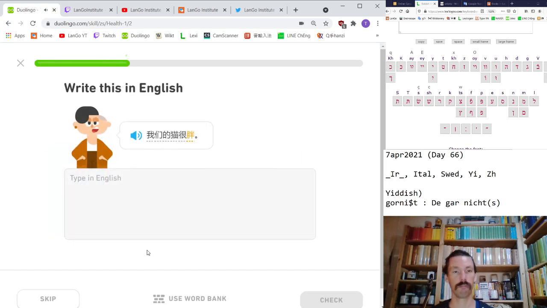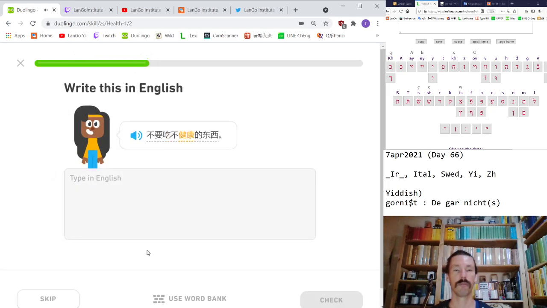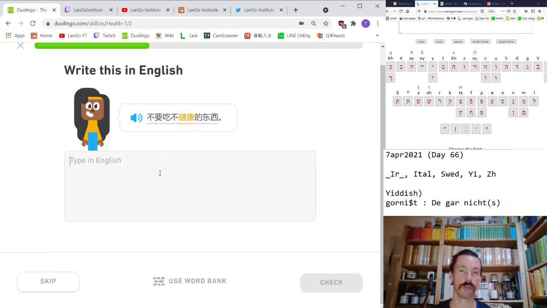我们的猫很胖. Our cat is fat. 不要吃不健康的东西. Nice structure here. Two bù. What are they doing? Here, 不健康的, not healthy, is modifying things. This one, 不要, means don't. So we could say don't eat not healthy things, but a little better sounding in English is to say unhealthy.